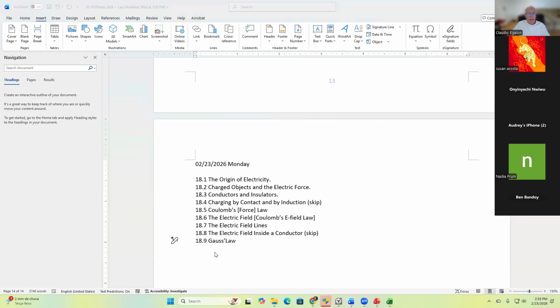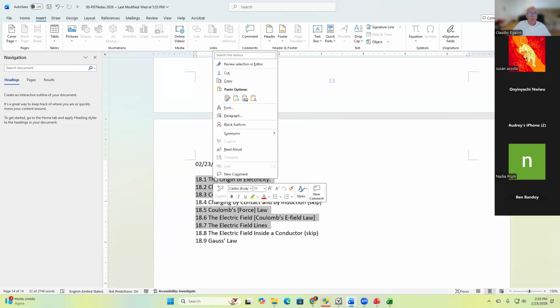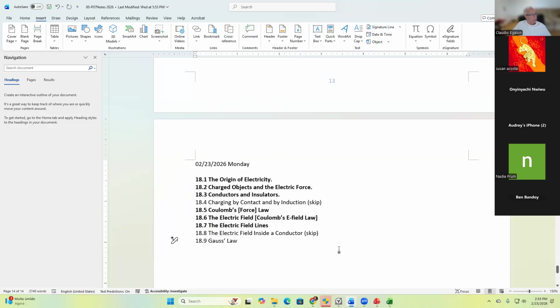Okay, so Gauss's law will allow us to calculate the electric field due to different charge distributions. Okay, so here you go. We covered that. Charged object, the electric force, conductors, and insulators. We skip the other one, but you already have an idea what 18.4 is all about. The electric field, Coulomb's E-field law, right? Coulomb's law applied to the electric field. Electric field lines were covered. Everything that's in boldface is what we covered in the book. And we still have to cover Gauss's law.